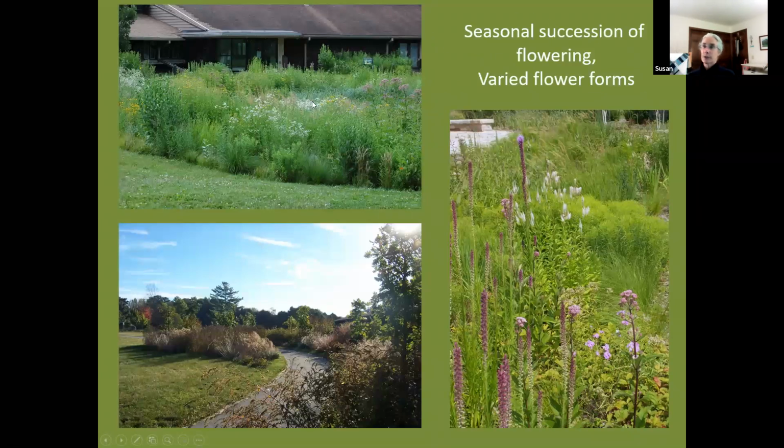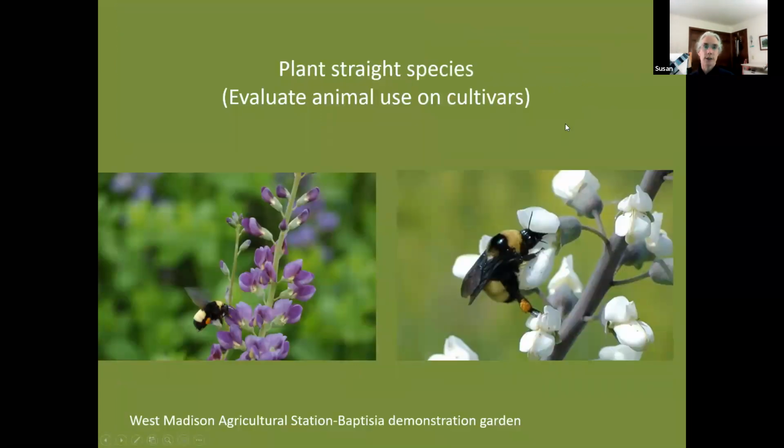Get a seasonal succession of flowering and varied flower forms. So you have all the different types of flowers, different representatives of different families. And then when it comes time in the fall for seeding, you'll see different seeds being produced, and different animals using those different seeds. So the flowers are going to give the fruits and the seeds, again, all part of those interconnected relationships.